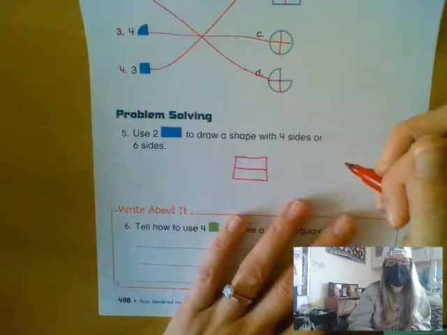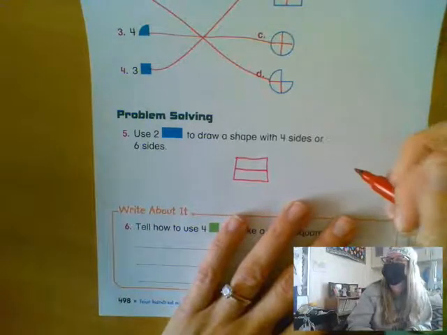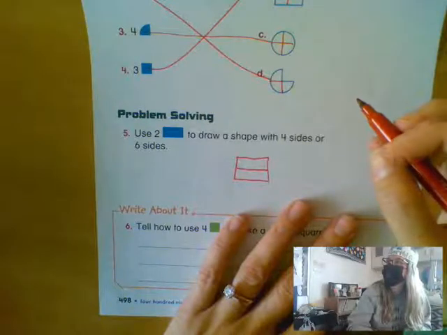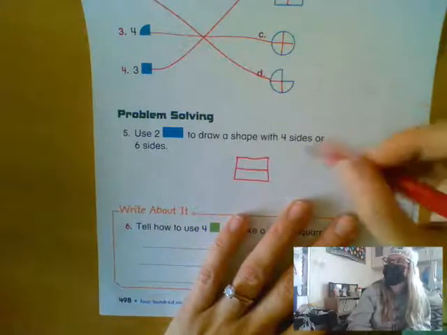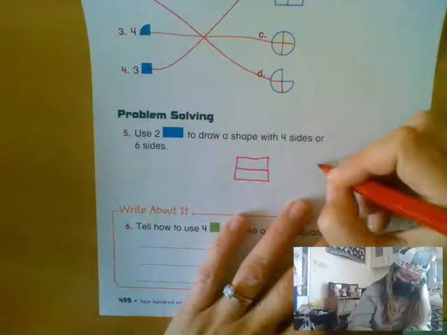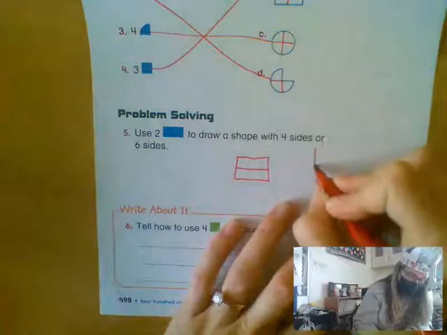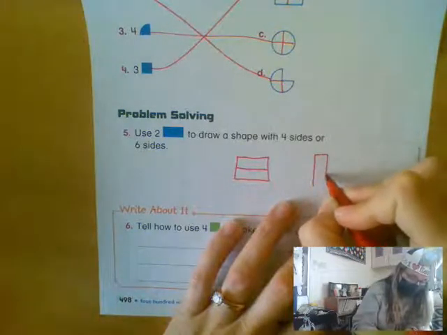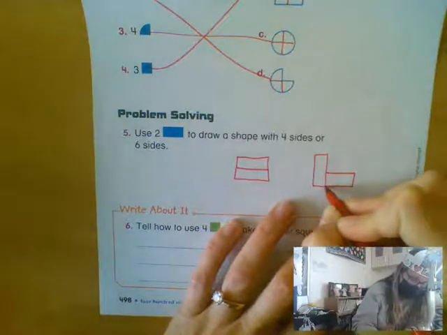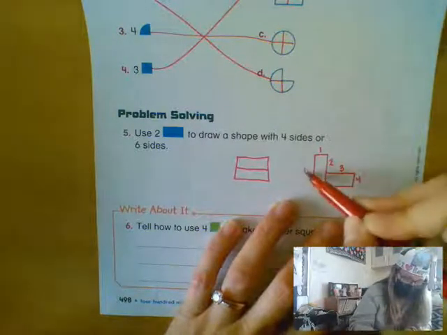Can anyone use 2 rectangles to draw a shape with 6 sides? Come show us, Isaac. What did you come up with? So we can make 1, 2, then 3, then 4. Well, we want a shape that has 6 sides. 2 rectangles, 6 sides. What if we did this? A rectangle this way and a rectangle this way. How many sides is that? 1, 2, 3, 4, 5, 6, right?